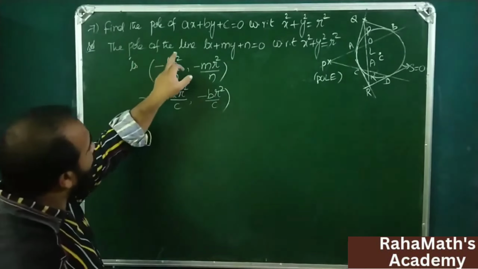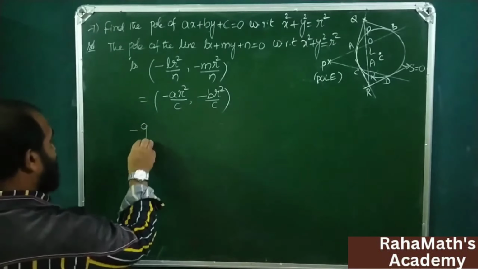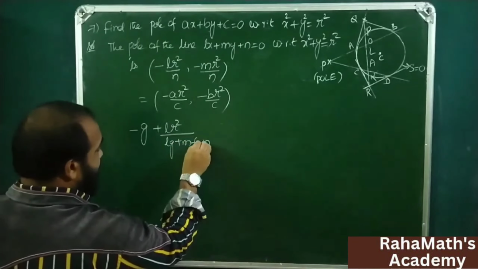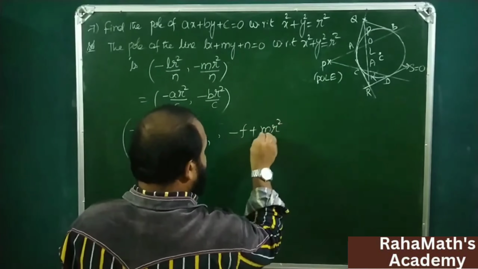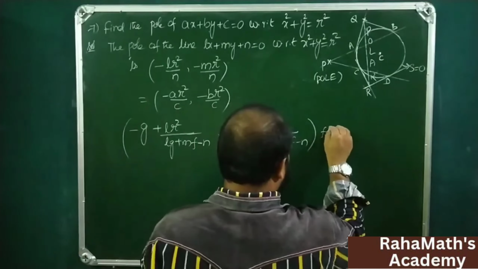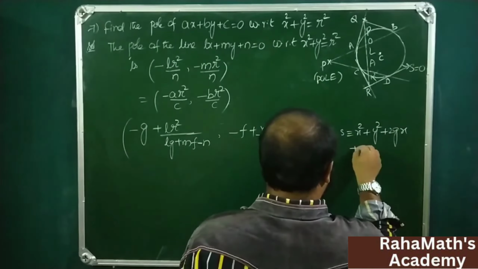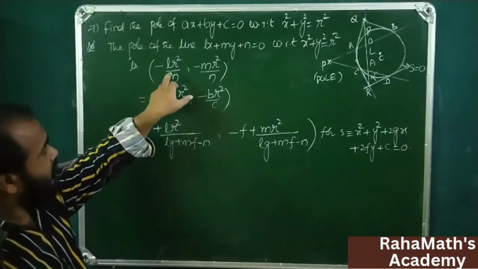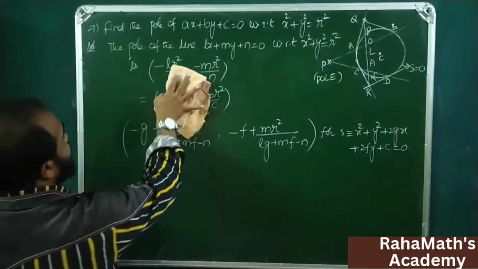The pole of the line Lx plus my plus n equals 0 with respect to the general equation of a circle, x square plus y square plus 2gx plus 2fy plus c equals 0, is minus g plus L r square by Lg plus Mf minus N, and minus f plus M r square by Lg plus Mf minus N. For example, if we don't know this formula, what is to be done? Let us see.